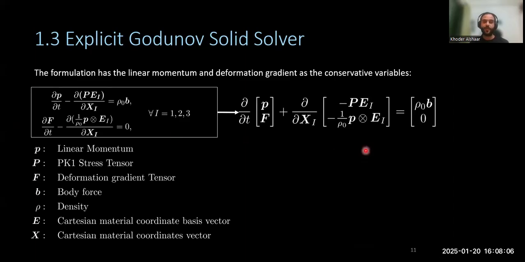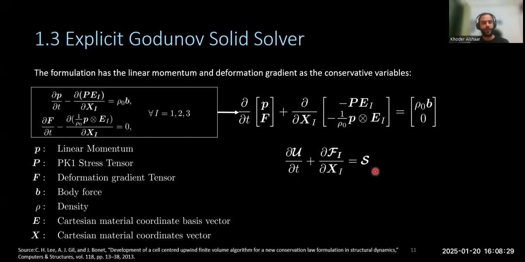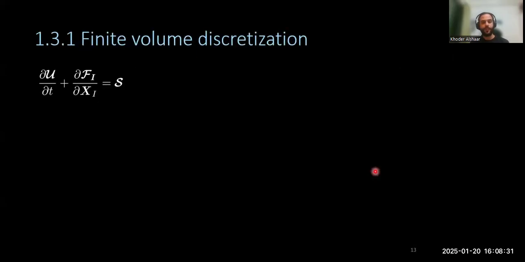These two equations can be combined in one single system of equations, which usually happens with explicit solvers. And this is the general form of this system, where we have U as the conservative variable vector, F is the flux vector, and S is the source term, in case there is any source term in the simulation. So we move on to finite volume discretization.